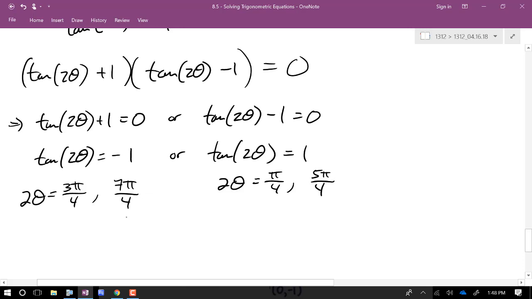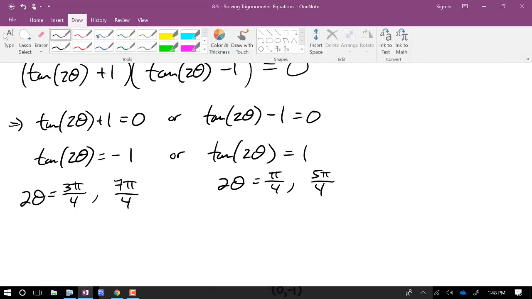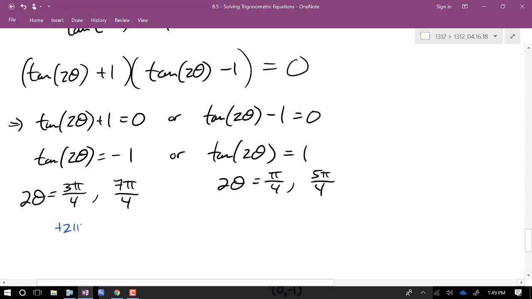Now here's where we have to consider the fact that we're solving for 2 theta and not theta. While theta is allowed to go 1 full go around the circle, 2 theta is going to have to make 2 full revolutions. We've only allowed it to make 1 full revolution. So the way that we get the other angles is we just take each one of these that we found and add 2 pi.